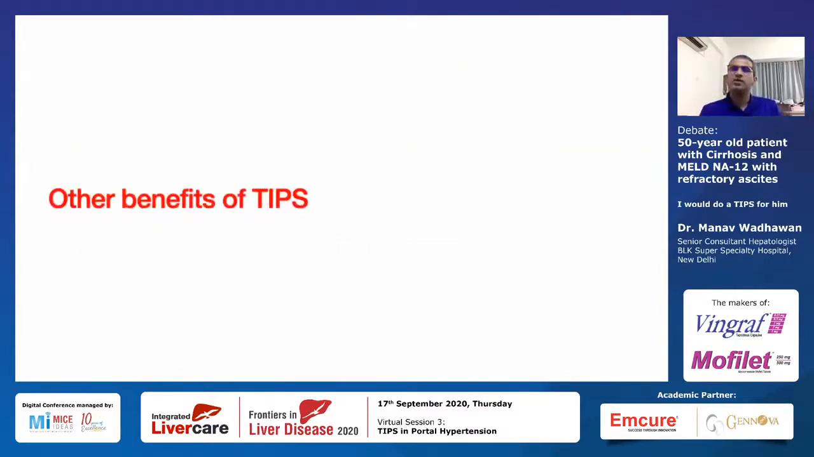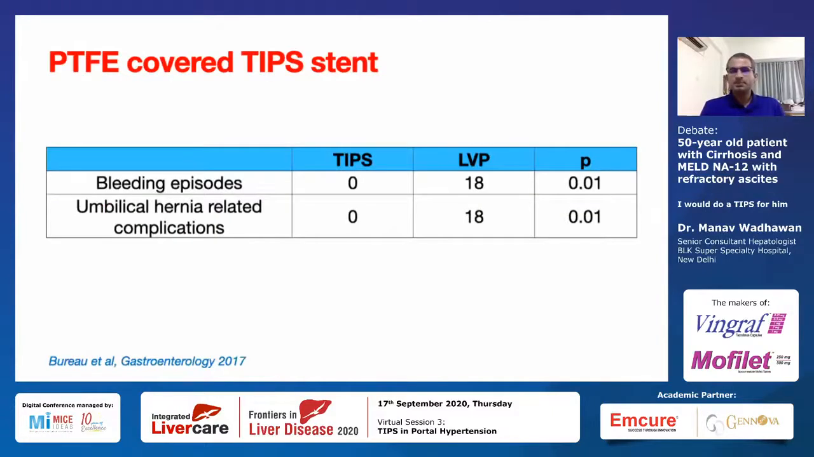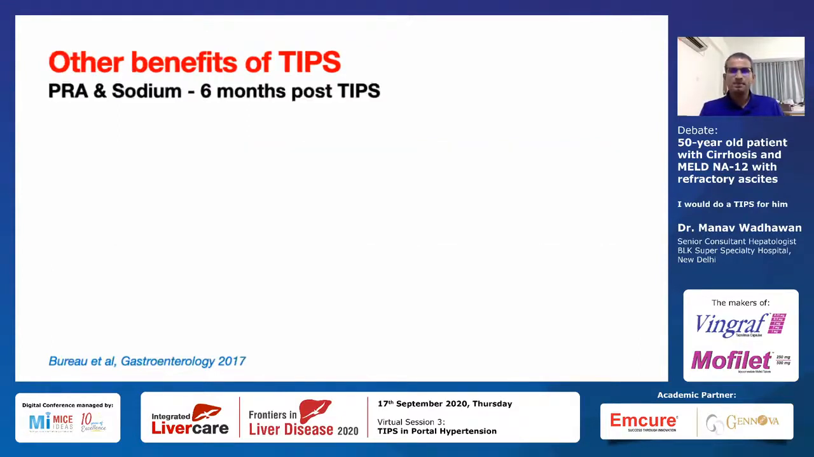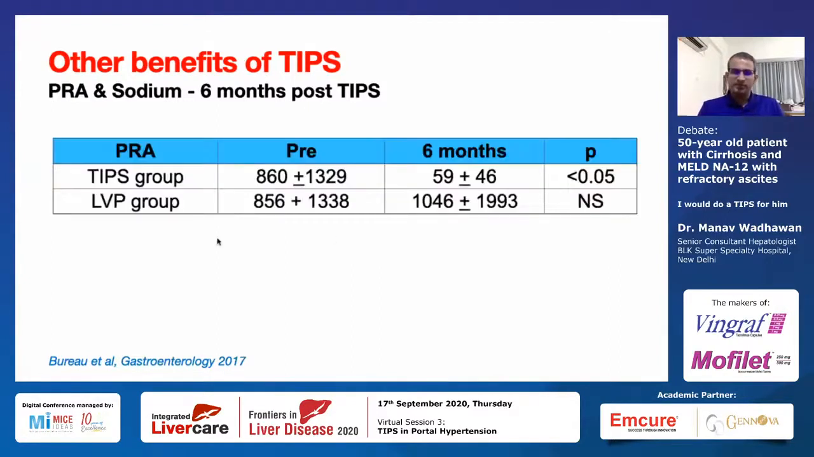Let's look at what are the other benefits which TIPS provides. Now, I think Dinesh again is going to tell you that transplant improves sarcopenia, improves quality of life. So I thought, let me give you data on what TIPS does on these parameters. Let's look at bleeding episodes. Dr. Dinesh Jothimani told us, you do TIPS, the bleeding episodes do decrease. But this is the trial which I talked about, the randomized control trial. Bleeding episodes over a period of 2 years were 0 in the TIPS arm. The umbilical hernia related complications were nil. You look at plasma renin activity, you look at plasma sodium after doing TIPS.